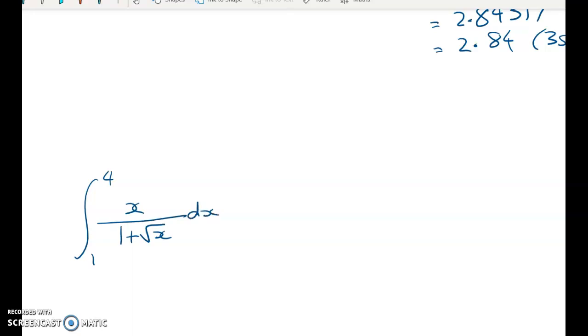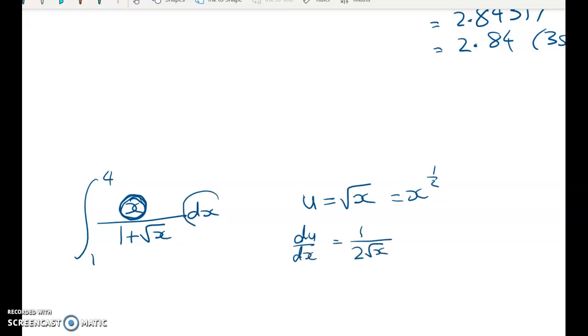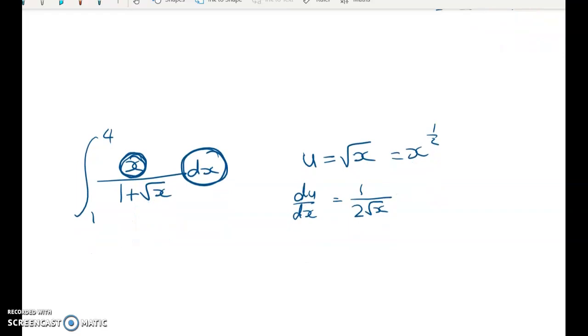So I tried this. I said, well, let's make u. I looked at it first, and I don't have a nice log thing going on or a basic polynomial. So let's let u equal root x, which is x to the 1/2. That means that du by dx is 1/2 x to the negative 1/2, or 1 over 2 root x. I'm going to need to somehow get rid of the dx, get that in terms of du. So that gives me 2 root x du is equal to dx. I don't want to have this in terms of x. This is 2u du is equal to dx.